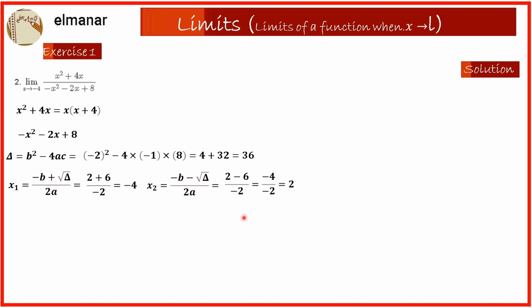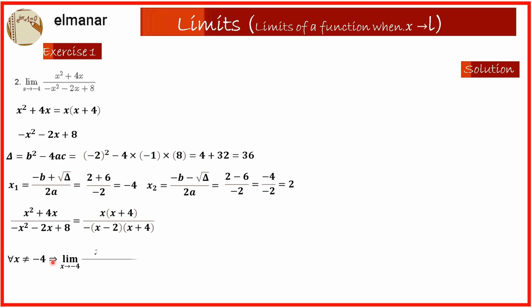Therefore, (x² + 4x) over (-x² - 2x + 8) is equal to x(x + 4) over (-x - 2)... (x + 4). As a result, for all values of x different from -4, the limit as x approaches -4 of (x² + 4x) over (-x² - 2x + 8) is equal to the limit as x approaches -4 of -x over (x - 2), which gives -2/3.